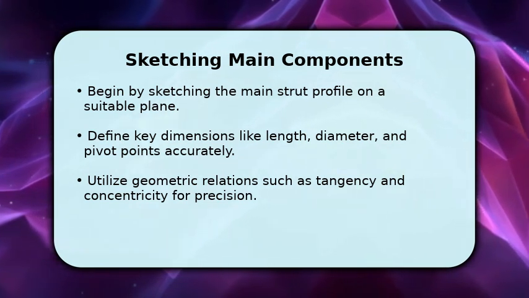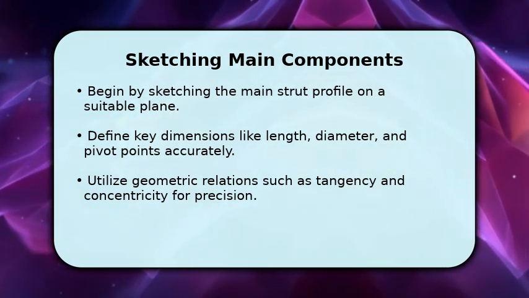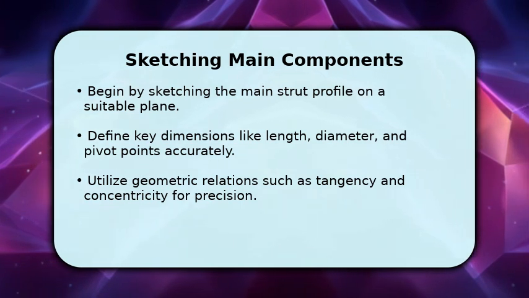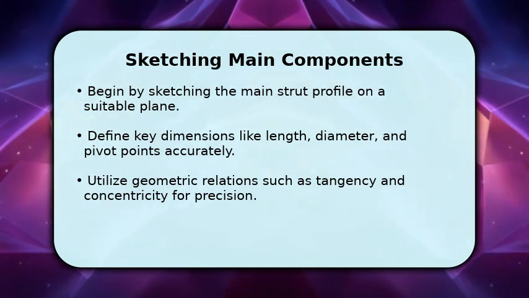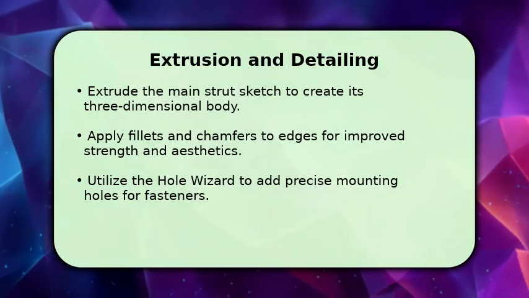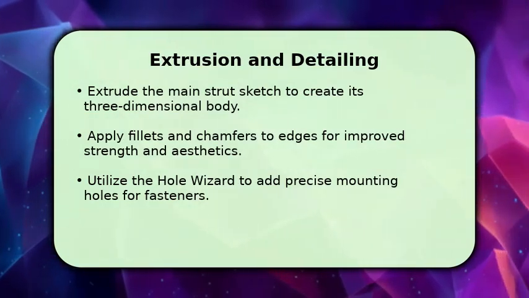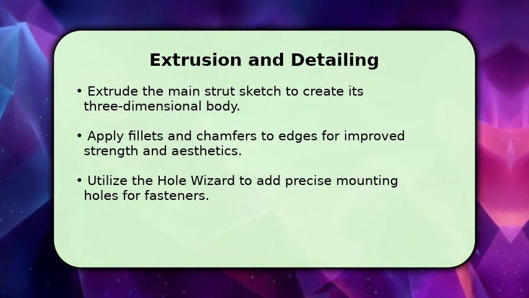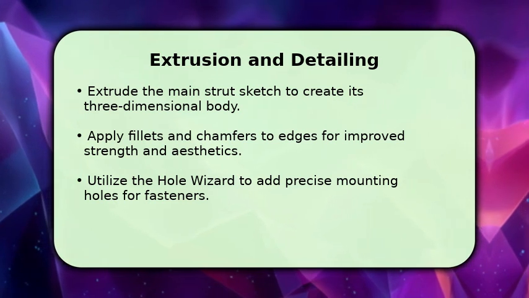Remember to create distinct sketches for the wheel axle and the shock absorber housing, maintaining clear separation for easier feature application later on. Now, let's bring our sketches to life with extrusion. Select your main strut sketch and extrude it to a depth of, say, 150 millimeters, creating the primary body.